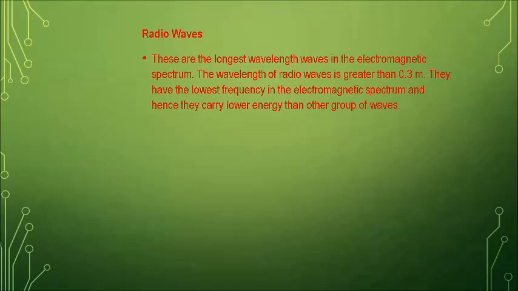Okay, so they have the lowest frequency in the EM spectrum, and because they have the lowest frequency, they transmit the lowest amount of energy in the group. Okay, kasi nga long wavelength, pag long wavelength, there would be fewer wave cycles that would pass through a given point. Okay, and if that happens, then there would be low frequency. All right, so that results to low energy.